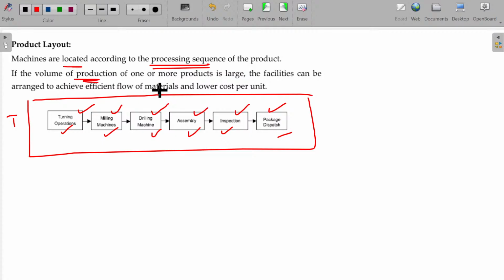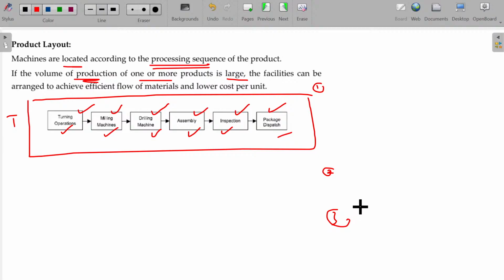If the volume of production of one or more products is large, here we have one or two products only. I need to have table as well as I need to manufacture bureau and some other customized material. I cannot have similar items for all these products to be manufactured. Then we can go for the process layout.